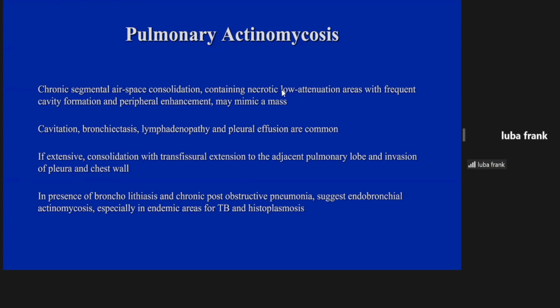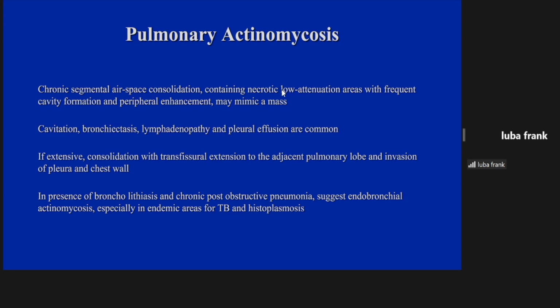So what does pulmonary actinomycosis do and how does it look? Chronic segmental airspace consolidation containing necrotic areas of low attenuation with frequent cavity formation, and that is because of the obstruction. There is a lot of mucus accumulated within the dilated bronchi. There are areas of necrosis, areas of infection, and growth of actinomyces there, and that is why it may mimic a mass. Cavitation, bronchiectasis, lymphadenopathy, and pleural effusions are common. And if you think about it, all these we can also see in malignancy. It can also extend through the adjacent pulmonary lobe and invade the pleura.